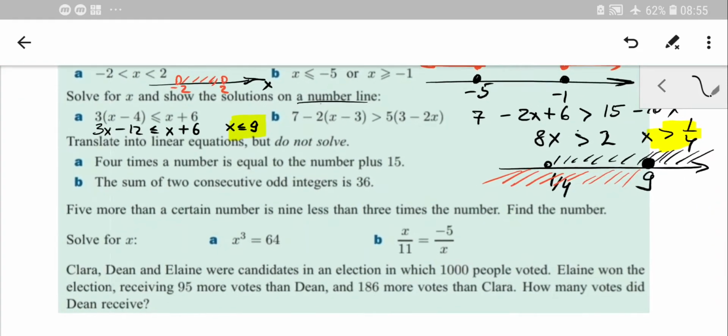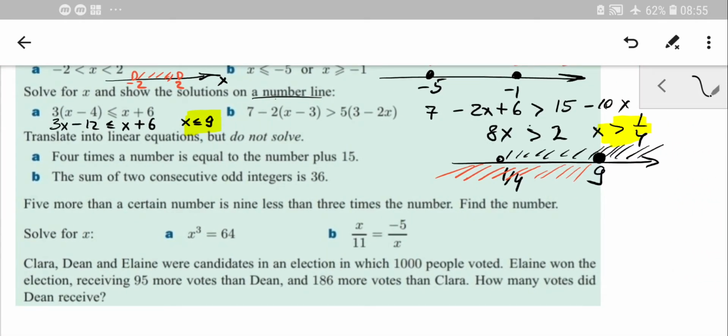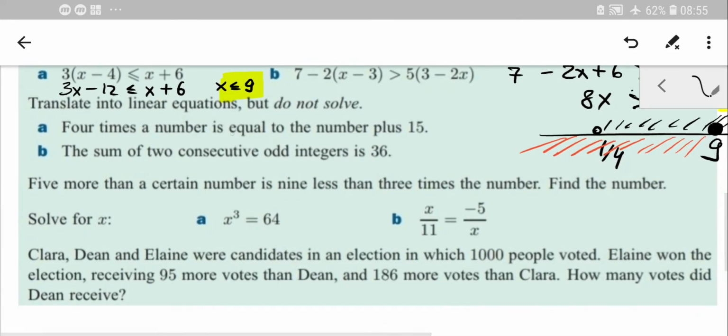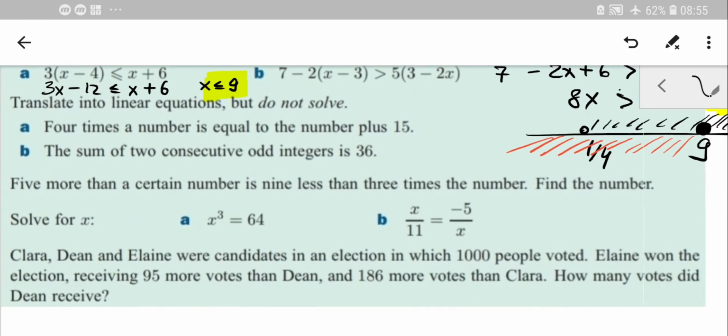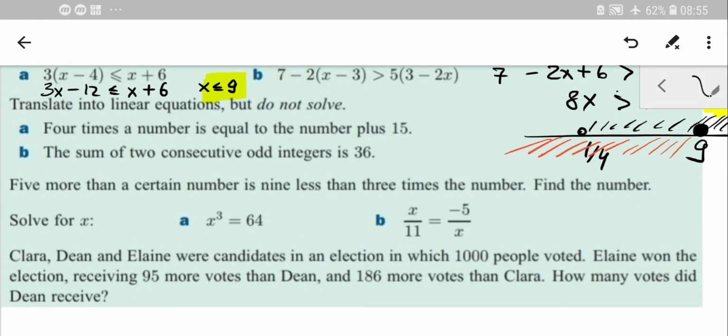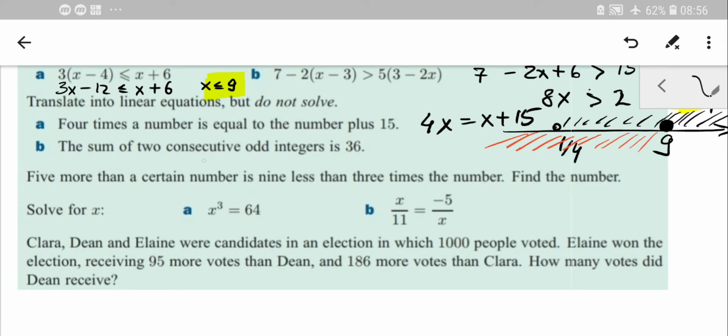Alright, let's go next. Translate into linear equations, but don't solve. 4 times the number is equal to the number plus 15. So we have 4x equal to the number plus 15, so x plus 15. Next one, the sum of 2 consecutive odd integers. Consecutive odd, so we'll get x and x plus 2. The result is 36.